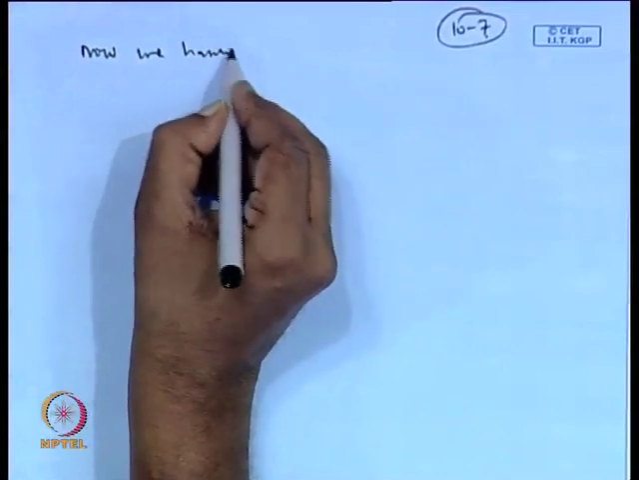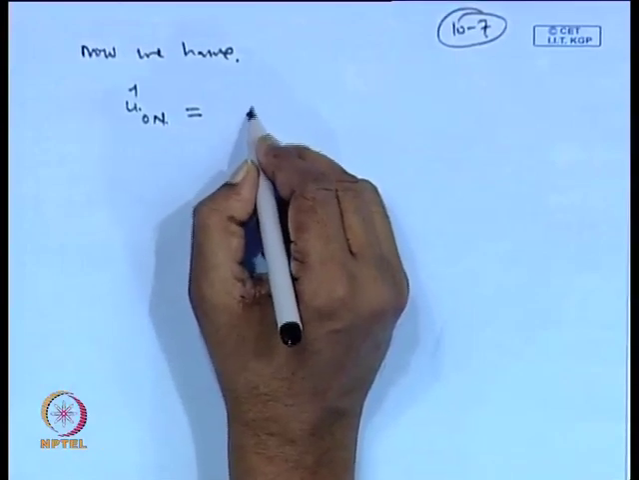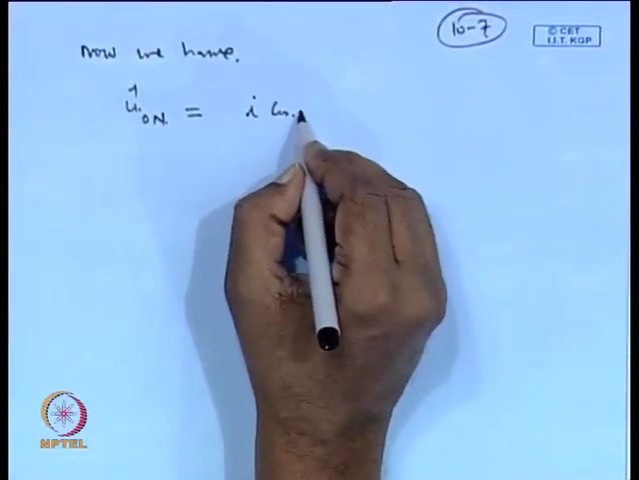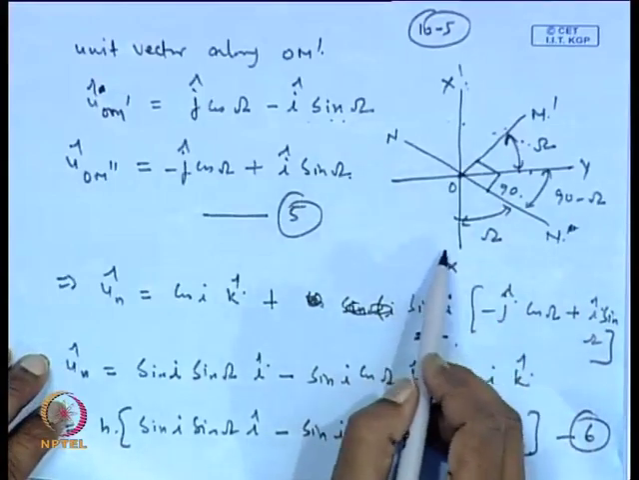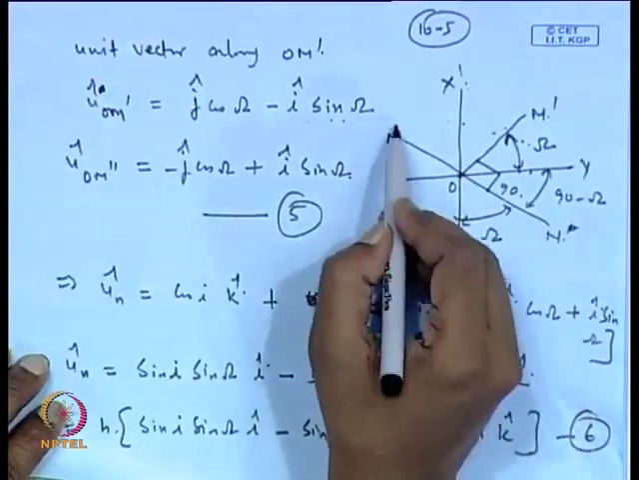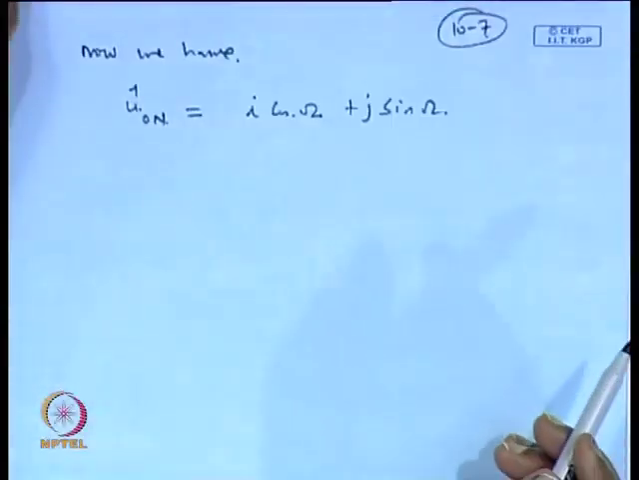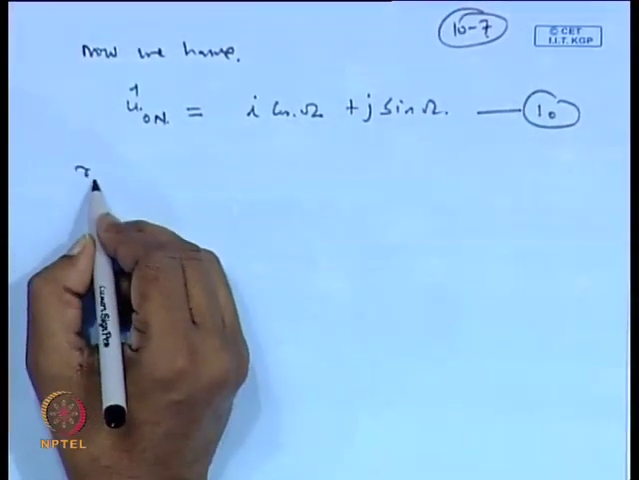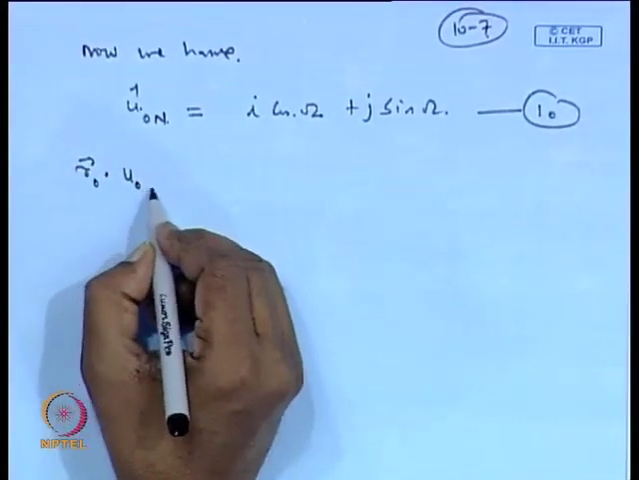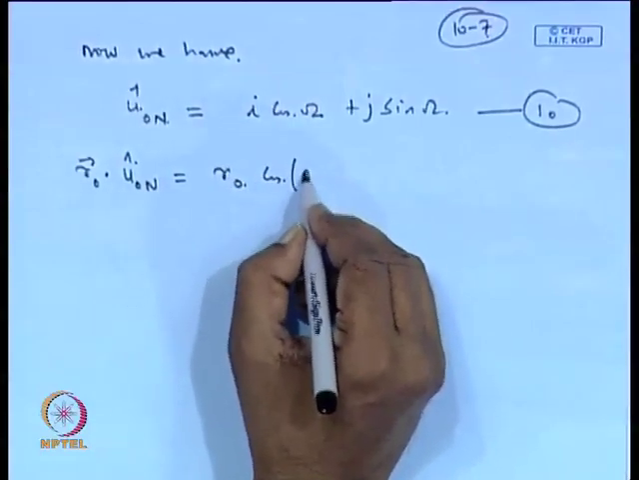Now, we have the unit vector along the ON direction. This can be written as I cos capital omega plus j sin capital omega, and this is very obvious from this figure. We can take the unit vector along the ON direction here. So, this is our equation number 10. Now, r0 dot u ON cap, this will be r0 cos theta plus omega.